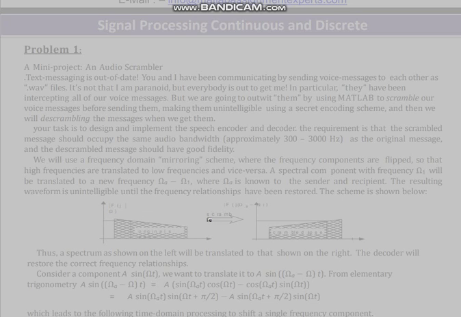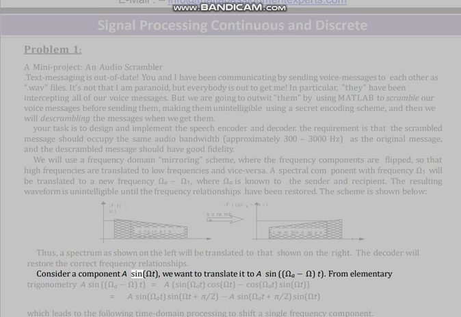FJ scramble. Thus, a spectrum as shown on the left will be translated to that shown on the right. The decoder will restore the correct frequency relationships.